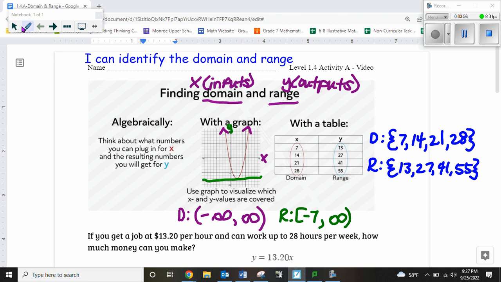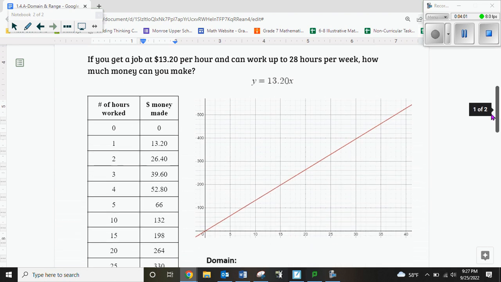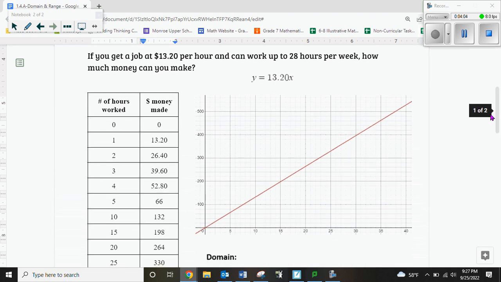Okay, so moving right along here, I'd like to go to the example. So why do we need to know about domain and range? Here's a real life example. If you get a job at $13.20 per hour and can work up to 28 hours per week, how much money can you make? Let me start with the equation first. I wrote this equation, y equals 13.20 times x, because you're going to multiply 13.20 times the number of hours you work. X is representing the number of hours here.